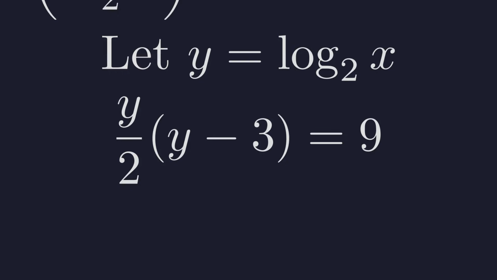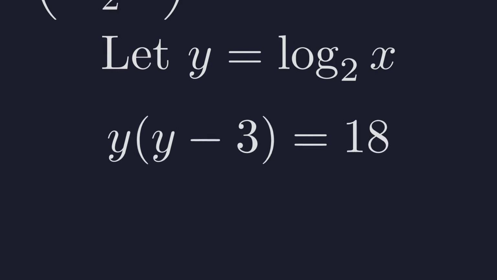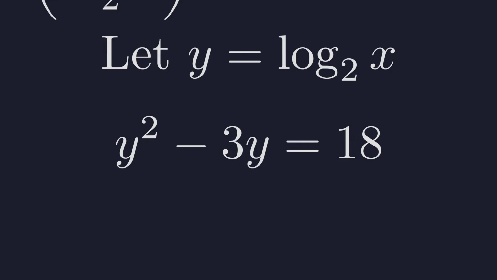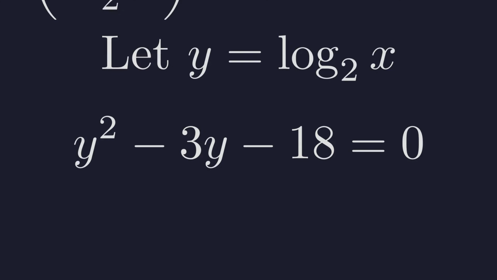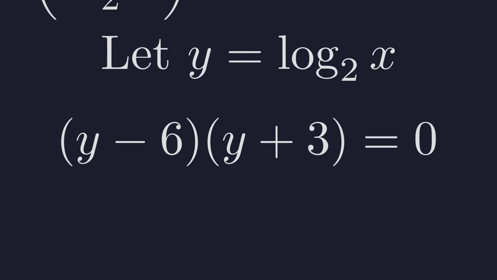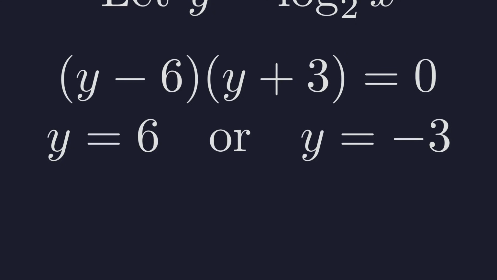Now, let us solve for y. We will start by multiplying both sides by 2. This gives us y times the quantity y minus 3 equals 18. Expanding the left side, we get y squared minus 3y equals 18. And setting the equation to 0 gives us the standard quadratic form. We can solve this by factoring. We are looking for two numbers that multiply to negative 18 and add to negative 3. Those numbers are negative 6 and positive 3. This gives us two possible solutions for y. y is either 6 or negative 3.